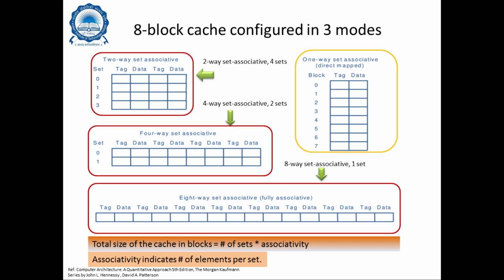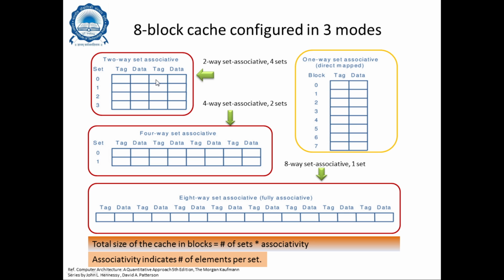In the case of direct map caches, it's obvious that you have blocks ranging from 0 to 7, which indicates that there are 8 blocks. Then you have a tag and a data field, and the same pattern is repeated for each of the block entries in the cache. This is nothing but the cache index that we refer to in direct map caches. In the case of a 2-way set associative cache, we would have 2 elements per set and 4 sets.